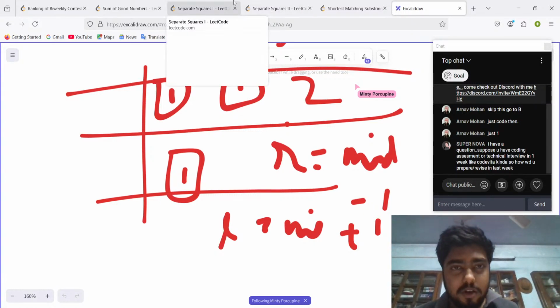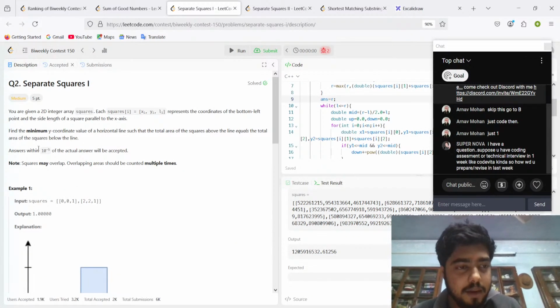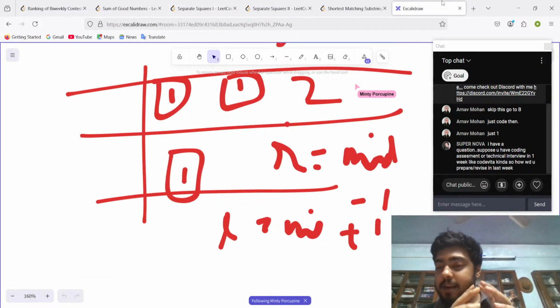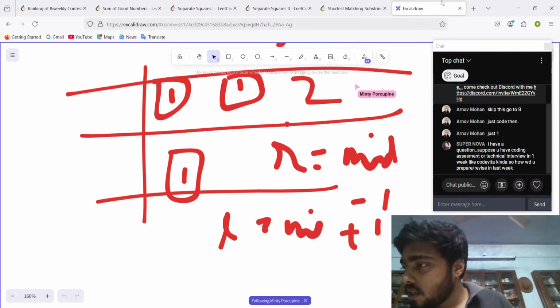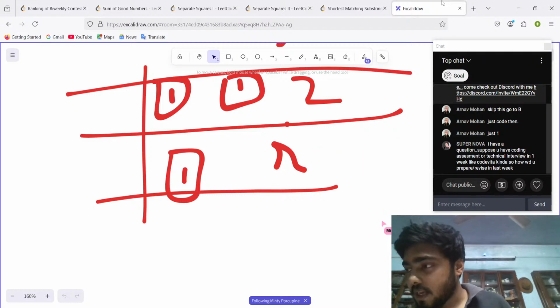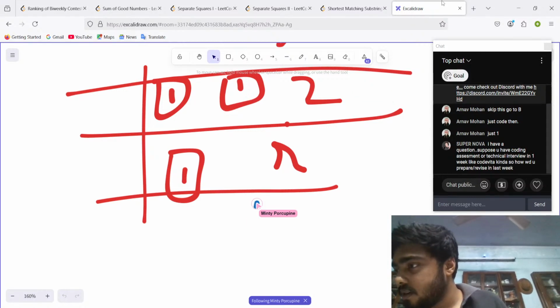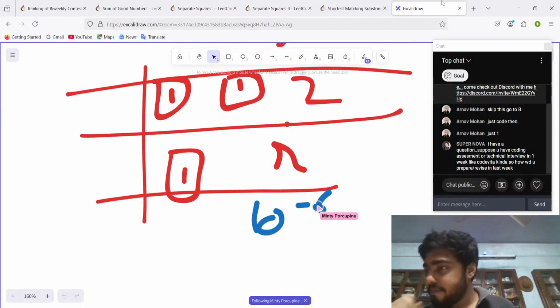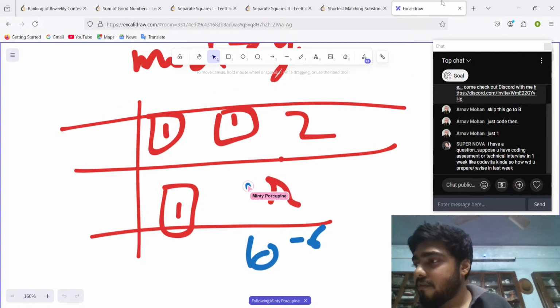Why? Because in the question we were given that the error can be 10 to the power minus 5. So this is the most important thing. Since the error can be 10 to the power minus 5, we have to take it to be 10 to the power minus 6 to be more accurate, so that the 10 to the power minus 5 is not much hampered. So this is basically going to be replaced with 10 to the power minus 6. Clear?